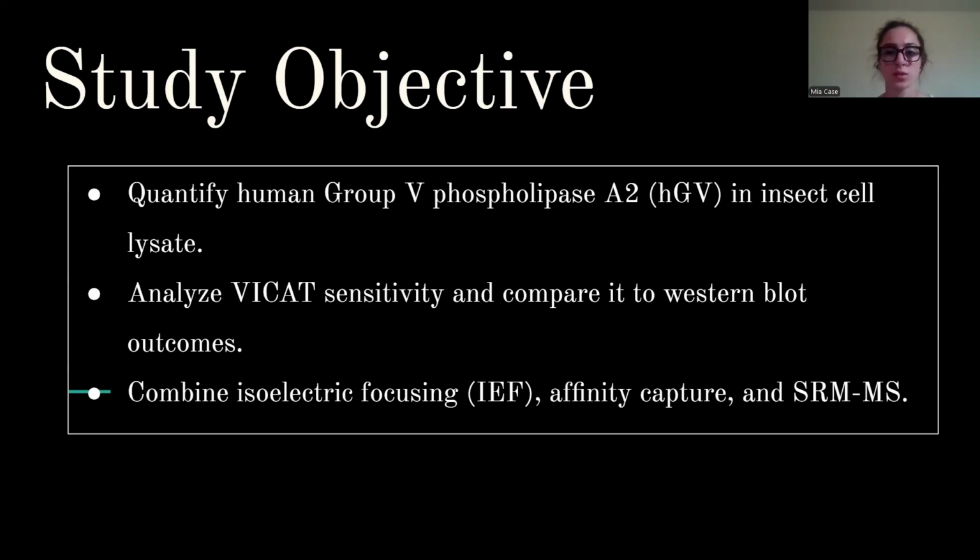And so the specific goals included, one, synthesizing the VICAT reagents, which we just talked about, optimizing reduction and labeling protocols, using isoelectric focusing for separation, which is focusing peptides and separating them by their charge, and then validating this method with liquid chromatography, mass spec, and using selected reaction monitoring. A key aspect of the study was comparing VICAT-based quantification against Western blotting to assess the reliability and show that it is better than the traditional methods.